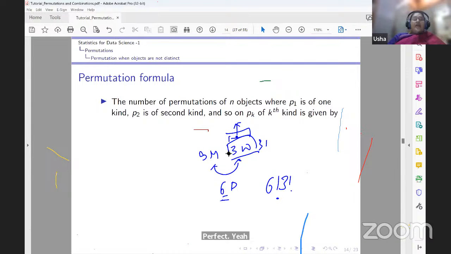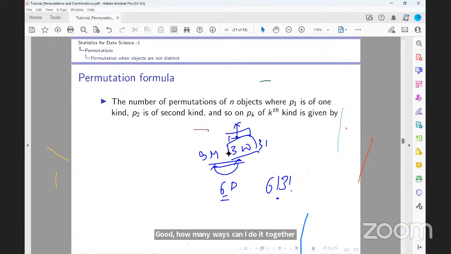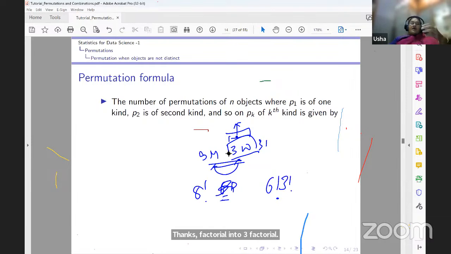Now, how many ways can I arrange the 8 people? There are 8 distinct people. How many ways can I do that arrangement? 8 factorial ways. So now, suppose the question is tweaked in this way, such that no woman sits together.